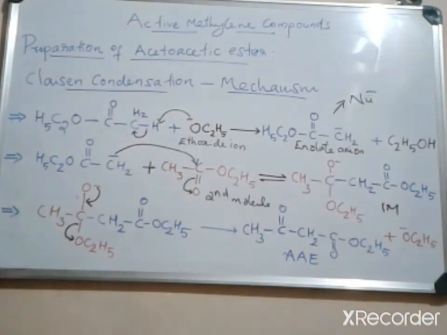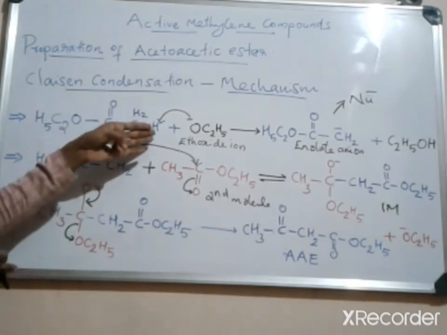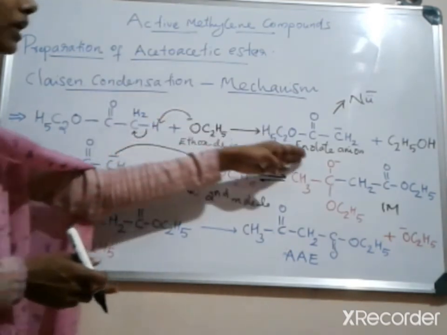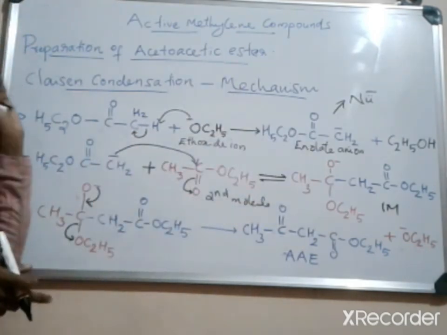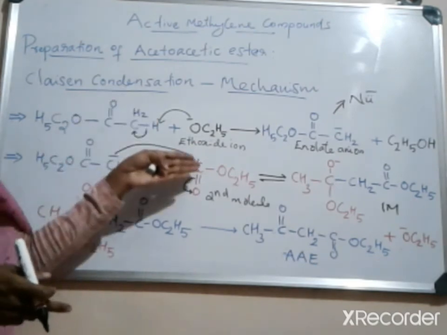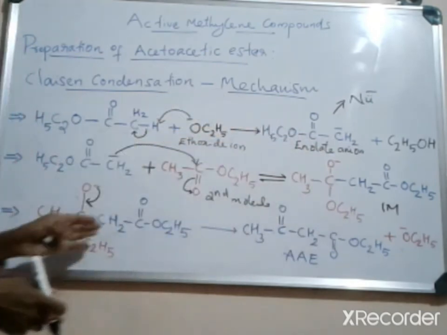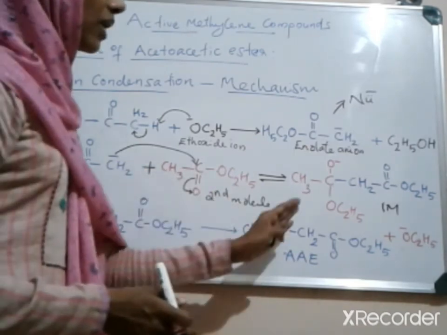Claisen condensation. It is an important reaction. So this involves three steps. First step, the ethoxide ion abstracts a hydrogen from the alpha carbon atom of the first molecule of ester, and we get an enolate anion. This enolate anion acts as a nucleophile and attacks the carbonyl carbon of the second molecule of ester, and we get an intermediate. Then the intermediate releases an OC2H5 species and gives the final product.